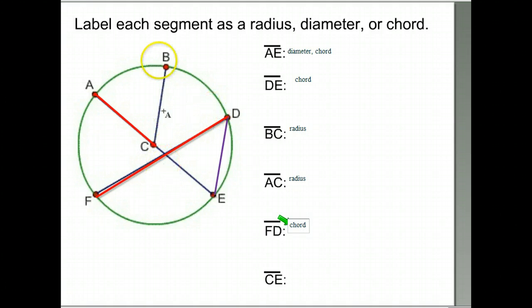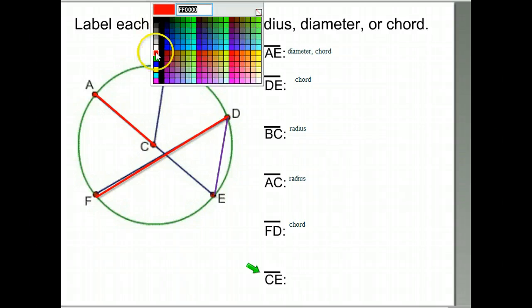And finally, they want us to do the line segment CE. So the line starting at C and going to E.